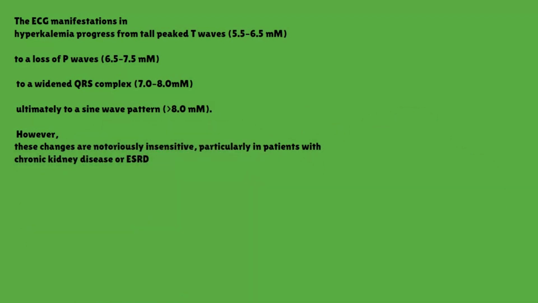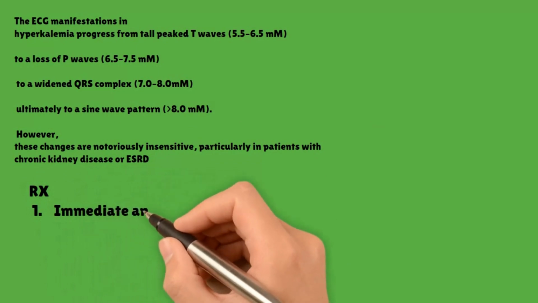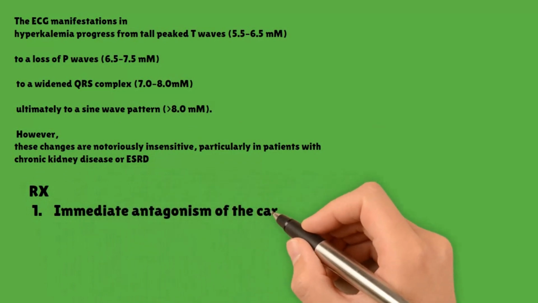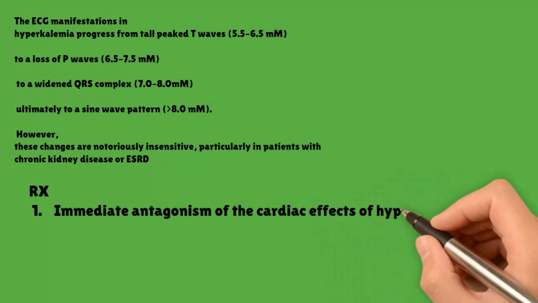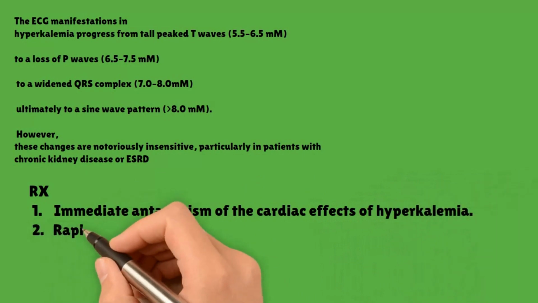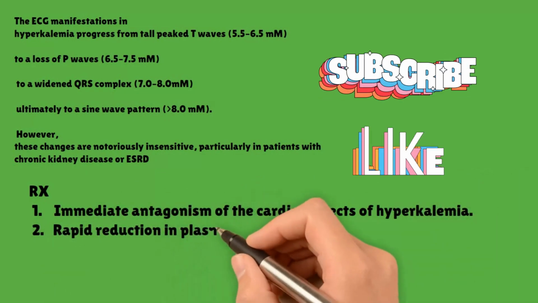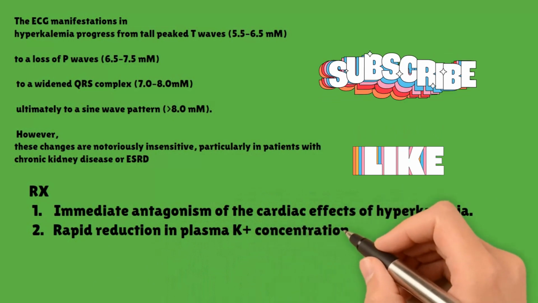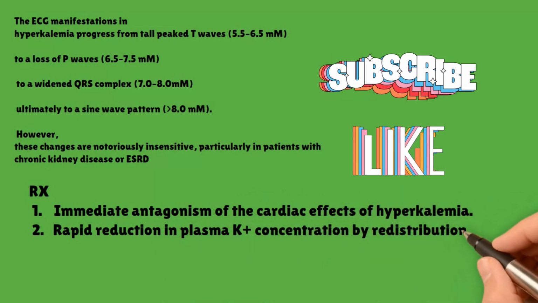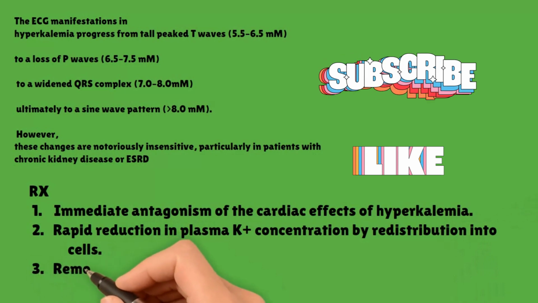For treatment purposes, number 1, we use immediate antagonism of the cardiac effect of hyperkalaemia, meaning we use calcium gluconate. Number 2 is rapid reduction in plasma potassium concentration by redistribution into cells, for which we can use insulin with neutralizing effect, and the other one is removal of potassium.